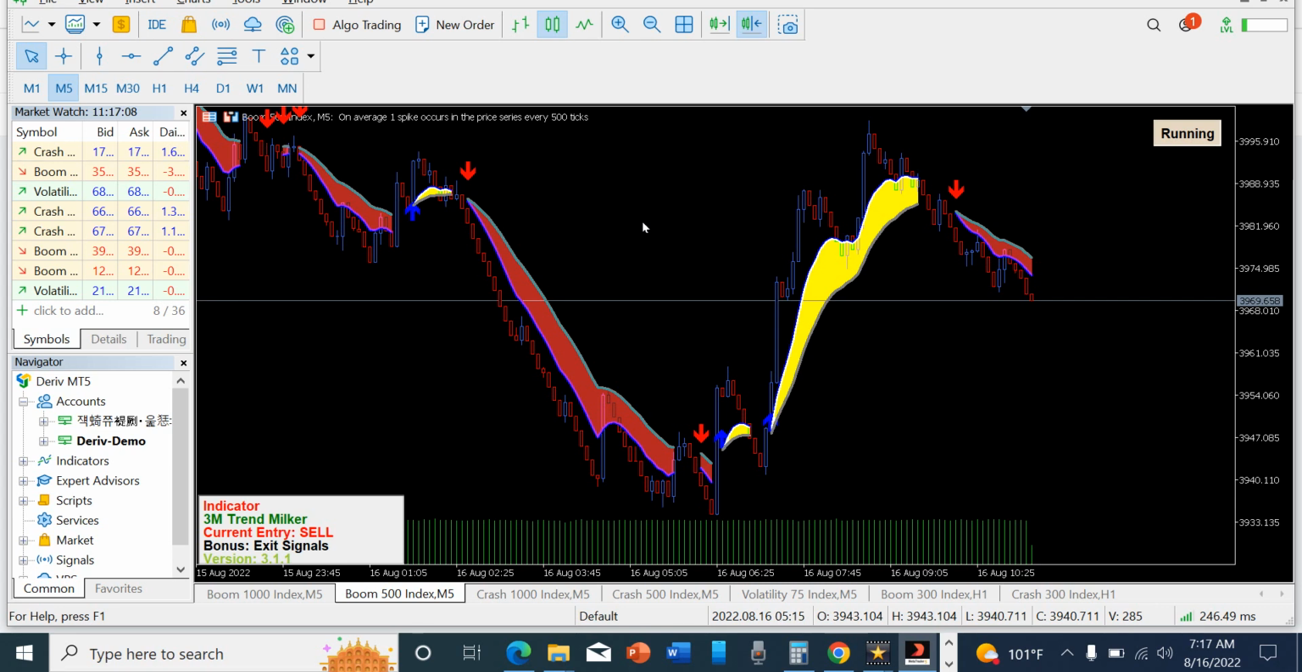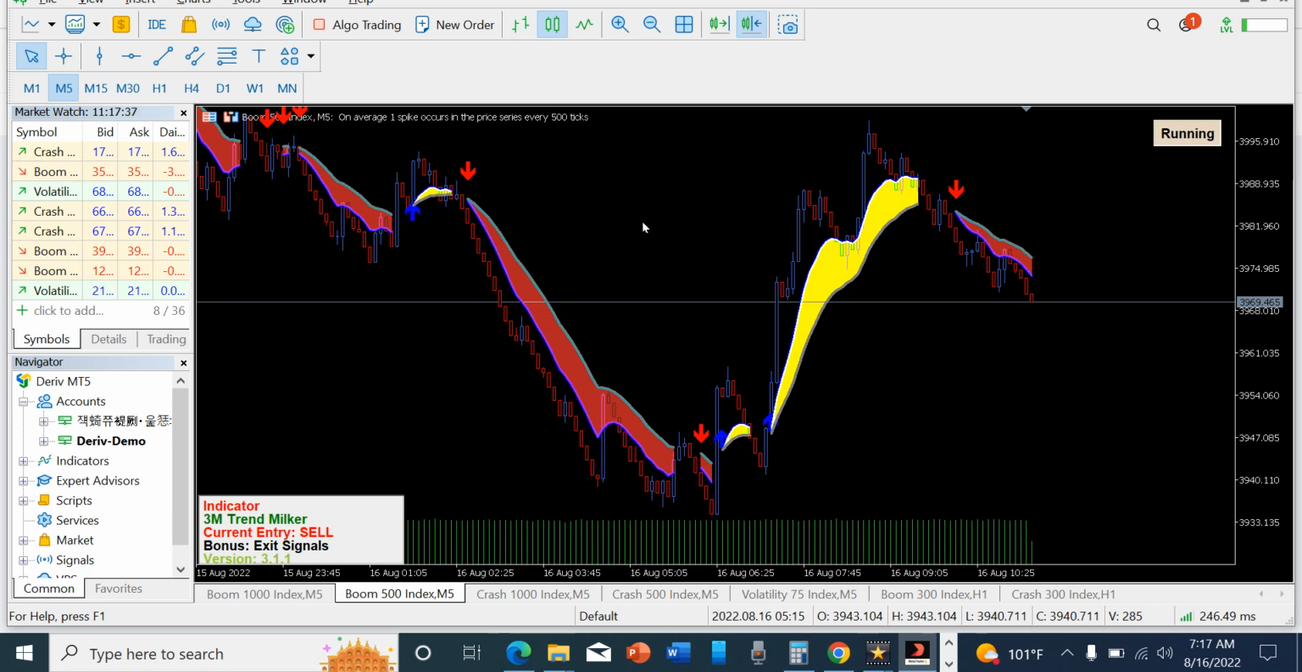If you don't have that, then here is a good indicator you can use. It is called the 3M Trend Milker indicator. You can contact me to make inquiry about it. This is an indicator that will help you to know the trend of the market. It also helps you to know the entry point and your exit point depending on what you are trading, and also your resistance zone and your support zone.